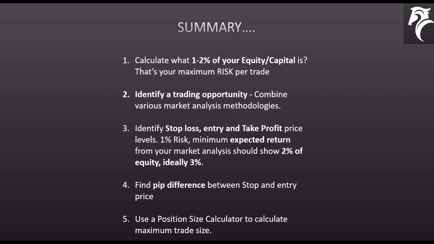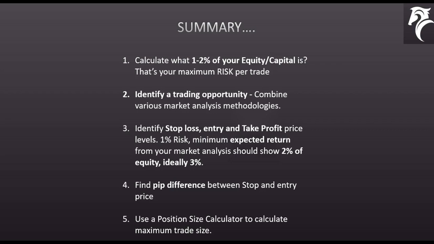The next is, once you have identified that and you've found the stop loss, an entry and a take profit, then you must work out whether the risk to reward ratio is good. So for 1% of your equity at risk, you're looking for at least 2% on your equity in terms of return. As we said earlier, as a ratio, 1 to 2 as a minimum. Ideally, we should be looking for 1 to 3.